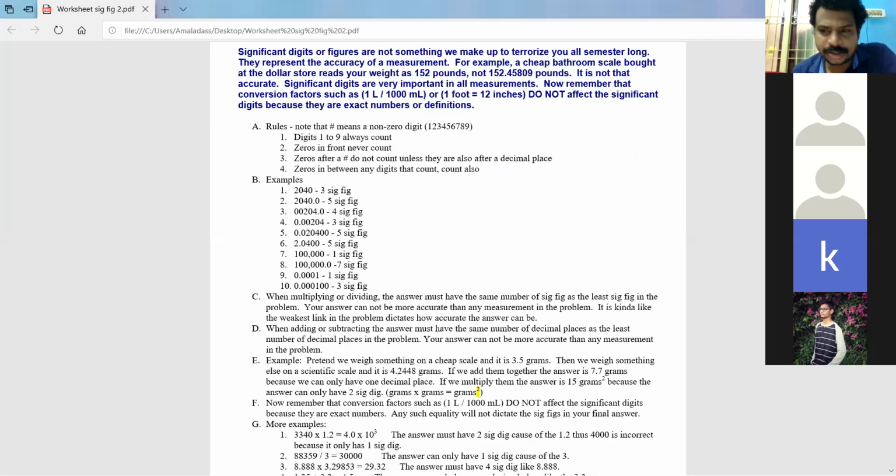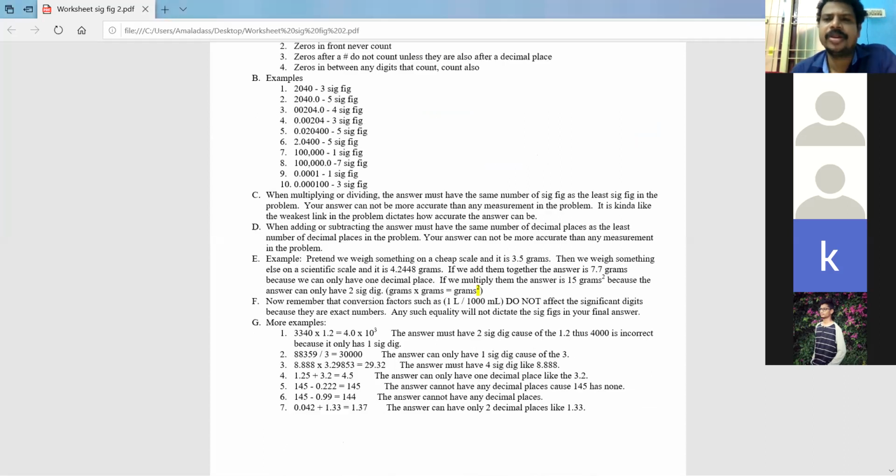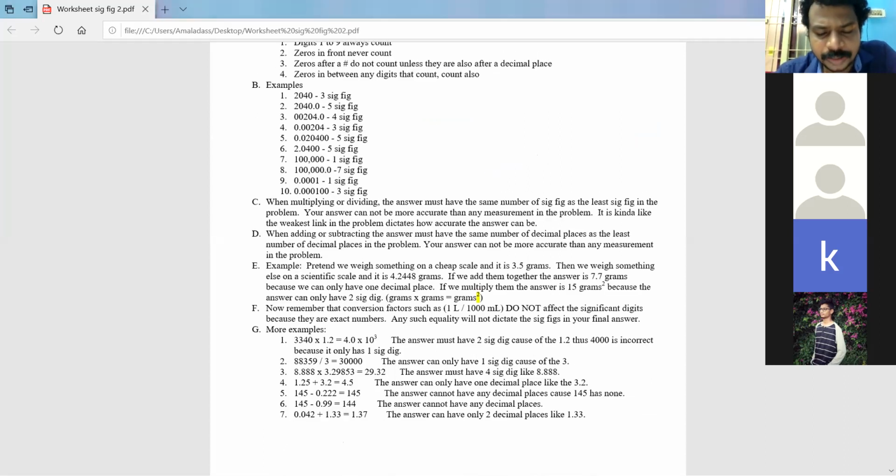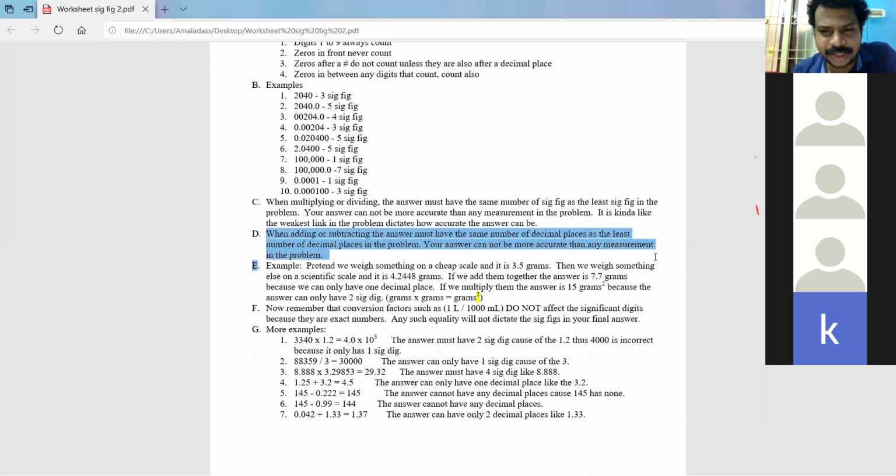I hope all of you are seeing the screen. Okay, students, did you see the screen now? Students, did you see the screen? Yes, sir. Okay, so just look at the screen where I am highlighting first.